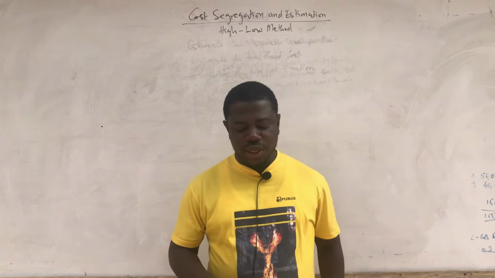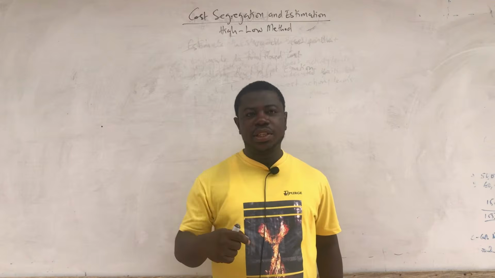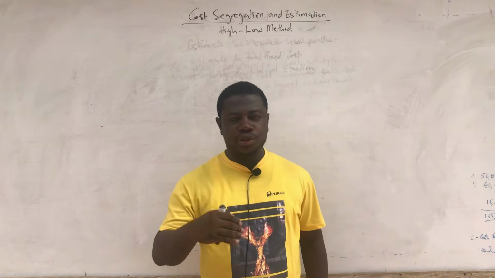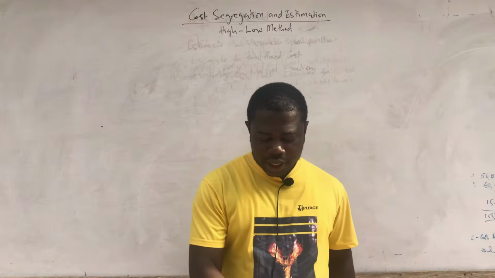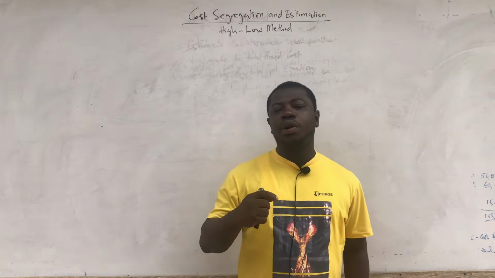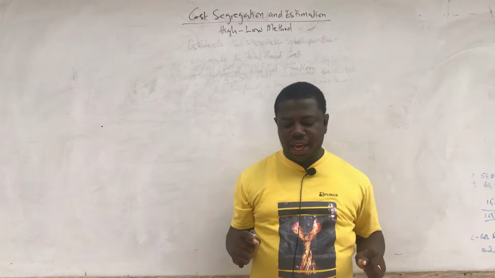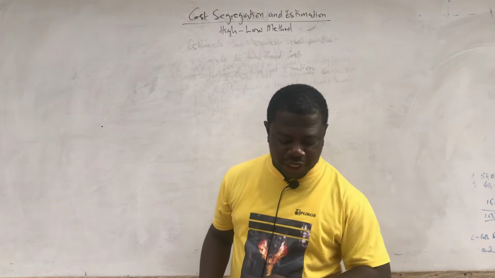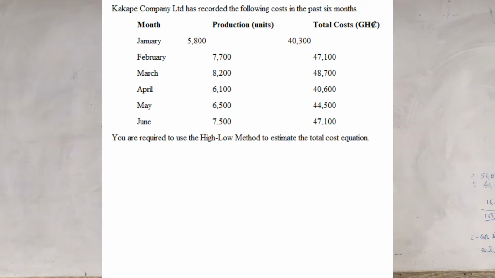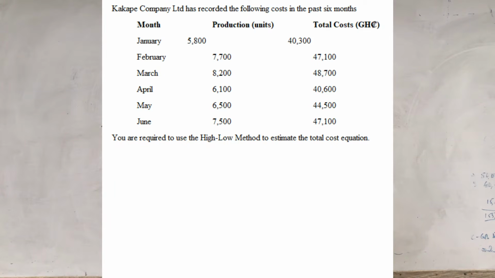With this type of question, we could see that there are different production units for each month. These are what we call the activity levels. Our focus is on the production units, and that is where we are going to identify the highest of them and the lowest. That is the high-low method. Looking through the production units, which one is the highest? The highest production was in March, 8,200 units. And the lowest was in January, 5,800 units.